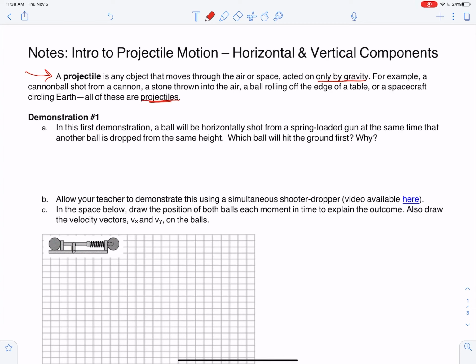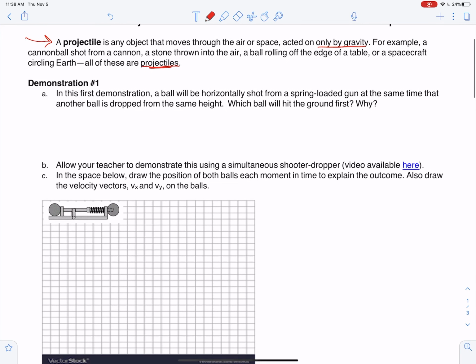So we're going to look at two demonstrations. In the first demonstration, a ball will be horizontally shot from a spring-loaded gun at the same time that another ball is dropped from the same height. And which ball will hit the ground first? Okay, so here's a little drawing of it.